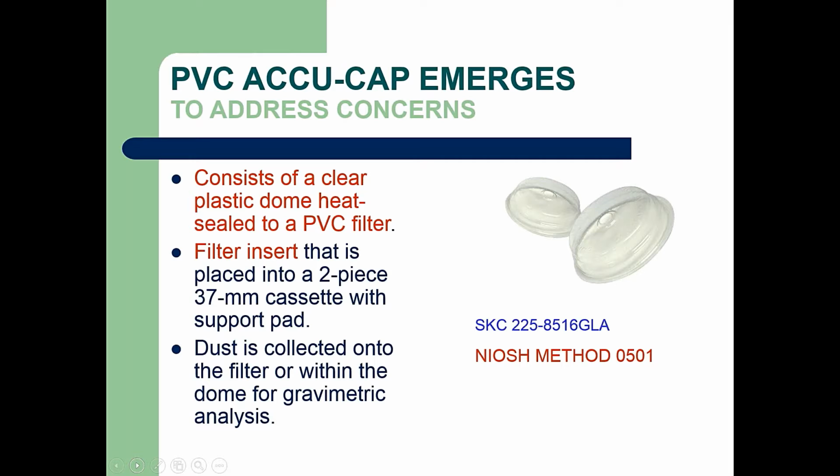The Accucap consists of a clear plastic dome heat sealed to a PVC filter. It is essentially a filter insert that is placed into a two-piece 37mm cassette with support pad. The advantage of the Accucap is that all dust drawn in by the pump is collected either onto the filter or onto the dome and is analyzed gravimetrically. Everything is captured and analyzed.